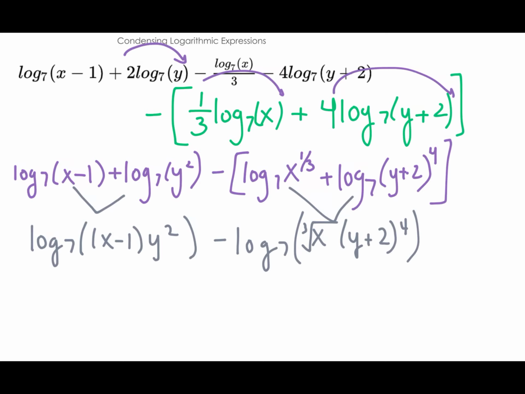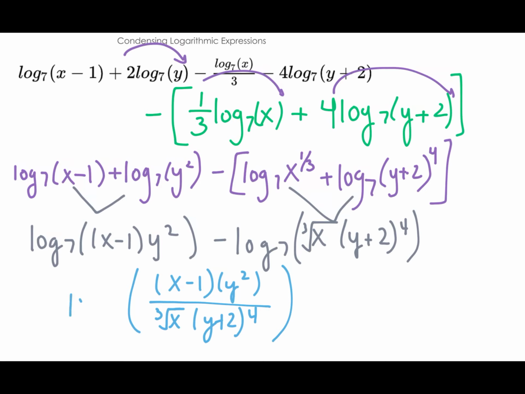Okay, I've done product rule, done power rule. Last but not least, I need to do quotient rule. I now have two terms being subtracted. You only want to use quotient rule when you simply have two terms being subtracted, because then I can take the first term and make that my numerator, so x minus 1 times y squared. I take my second term, I make its argument the denominator, cube root of x times y plus 2 to the fourth, and then all of that is in a single log.